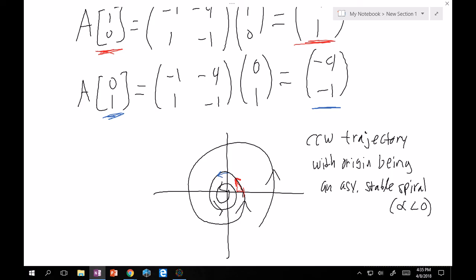Great. So next section we're going to deal with, what if we don't have different eigenvalues? What if they're the same one? How do we deal with not being able to find another eigenvector? Because you only have one eigenvalue, right? So stay tuned for that.